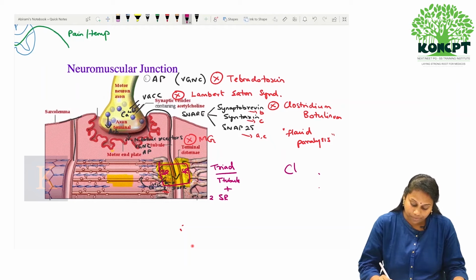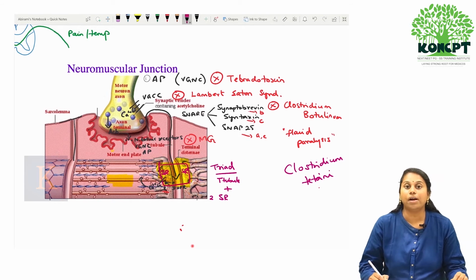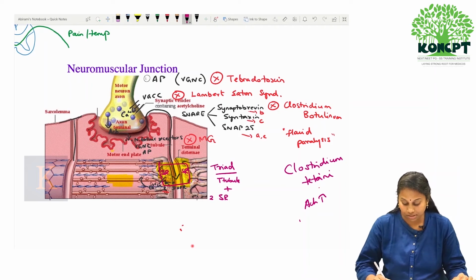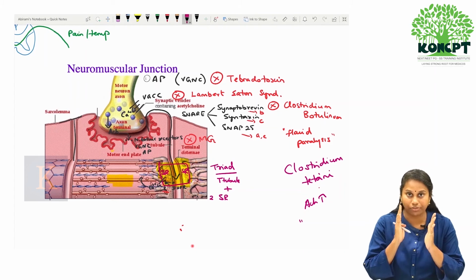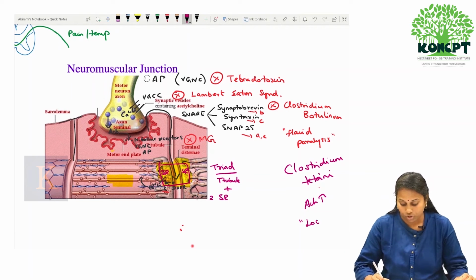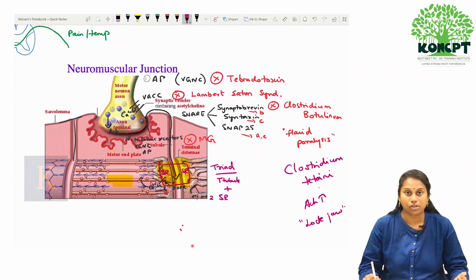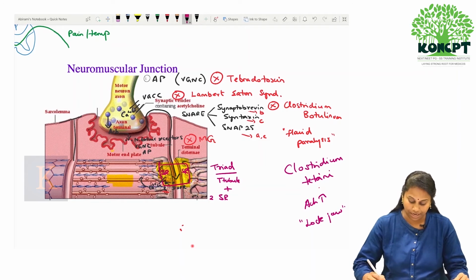What about Clostridium tetani? Clostridium tetani blocks GABA and glycine, which are inhibitory neurotransmitters. When inhibitory neurotransmitters are blocked, what happens? There is excess acetylcholine, and this causes excess contraction, especially the masseter is affected. This is called lockjaw. So, Clostridium botulinum causes flaccid paralysis, whereas Clostridium tetani causes spastic paralysis.